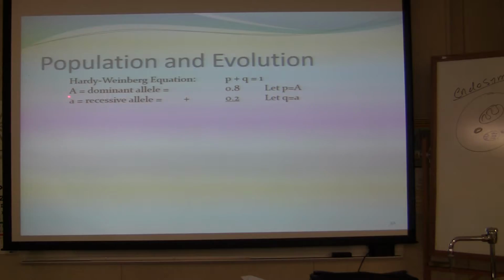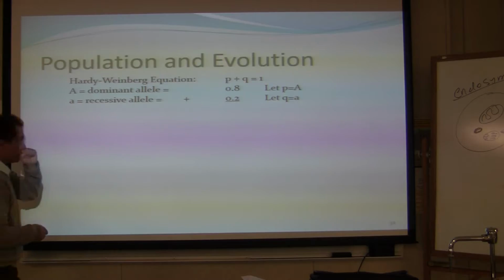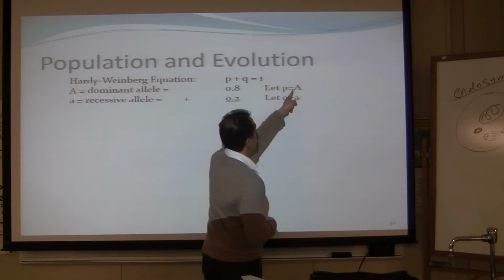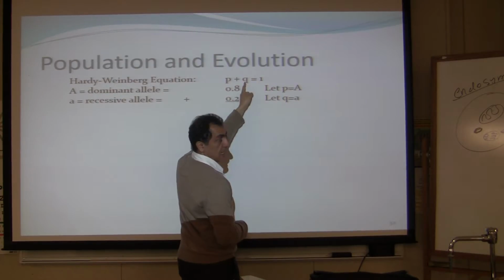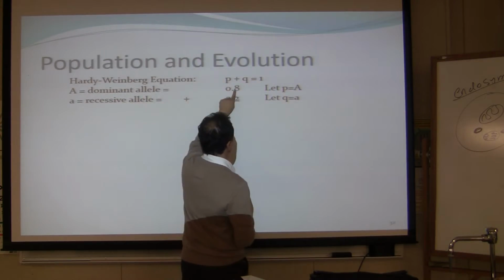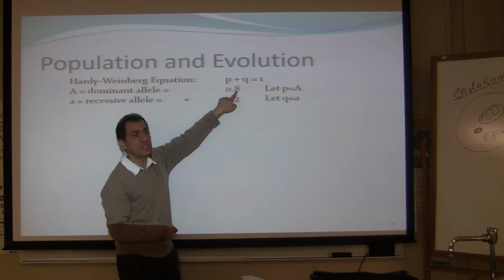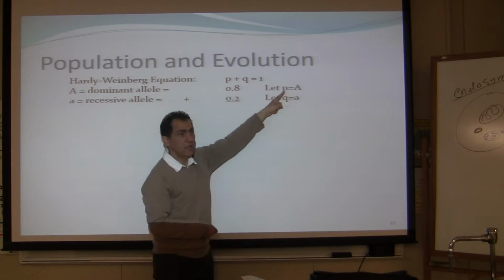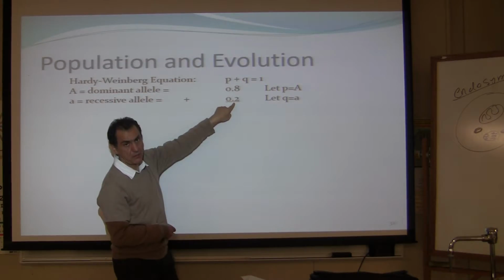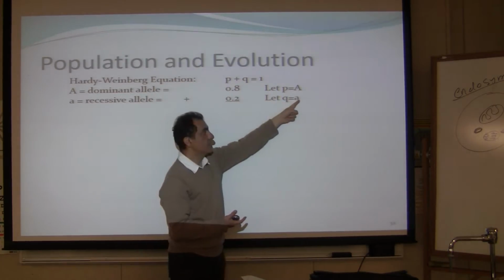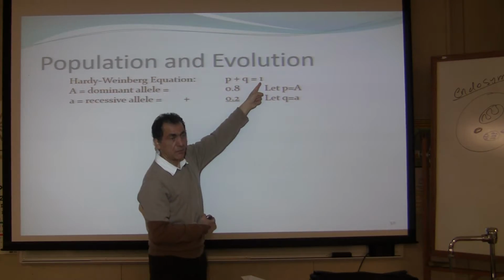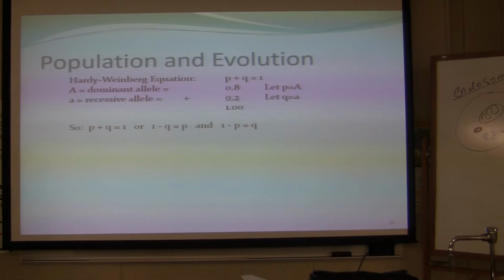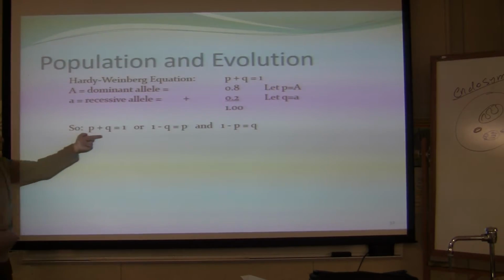But anyhow, capital A is the dominant allele, you already know that. Small a is the recessive allele. Let's say capital A is equal to P, and small a is equal to Q. In that population, 80% of the population is capital A, and 20% of the population is small a. 0.8 plus 0.2 is equal to what? 1. Equal to 1. Okay? So, P plus Q is equal to 1.